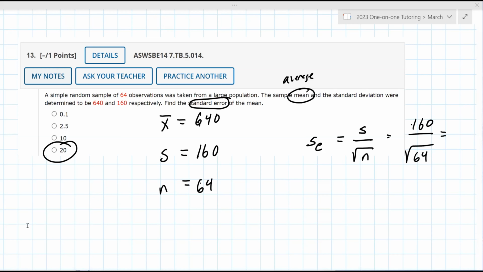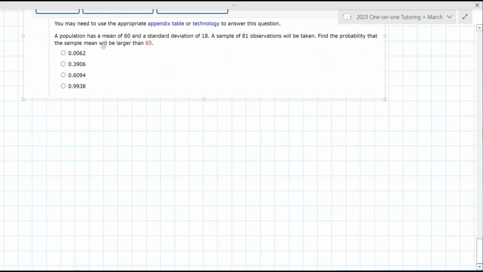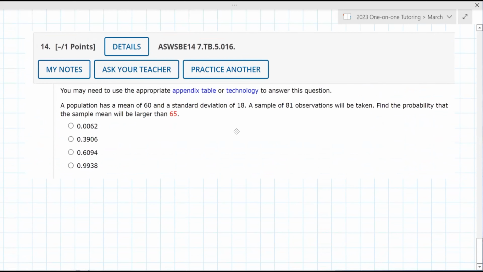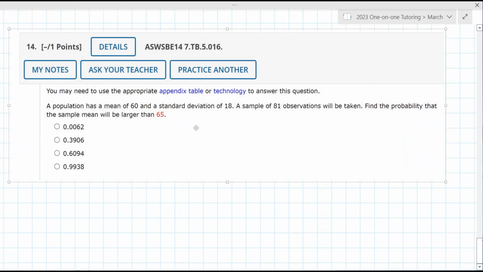All right, number 14. Get this one next. All right, a population has a mean of 60 and a standard deviation of 18. A sample of 81 observations will be taken.